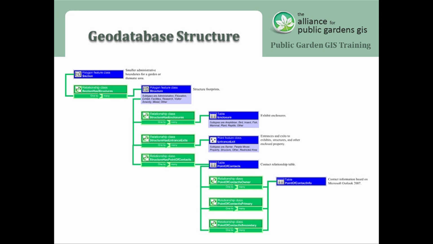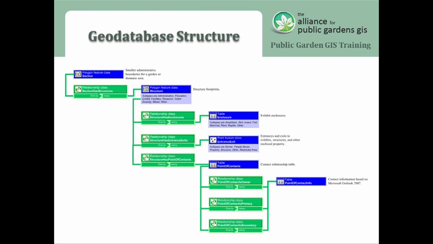Under section, you'll see a relationship class that says section has structures, and it says one to many. What this means is that one section may have zero or many different structures associated with it, so that when you click on the section in your GIS, you'll be able to see what buildings are in there really quick.